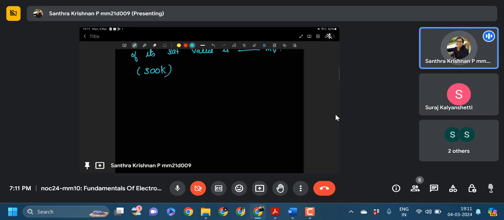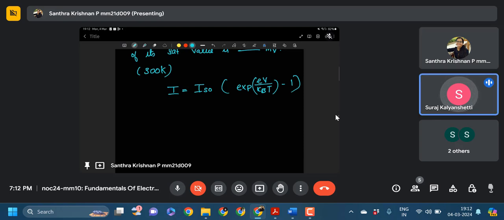If you see the equation for J, the minus one should be there, right? That part is not there. So here, instead of using J, we will use I is equal to I_s or I0 times exponential of eV by k_B T, minus 1. Yes, for the current value.